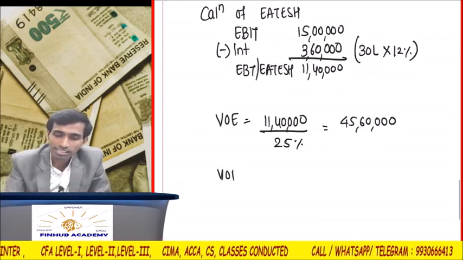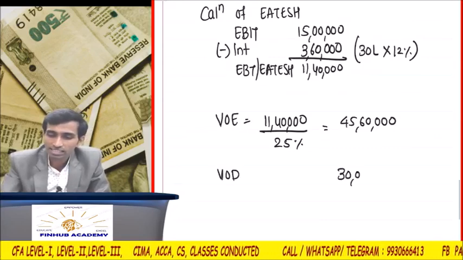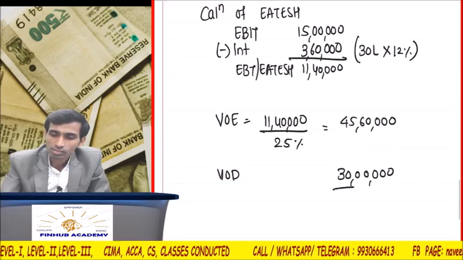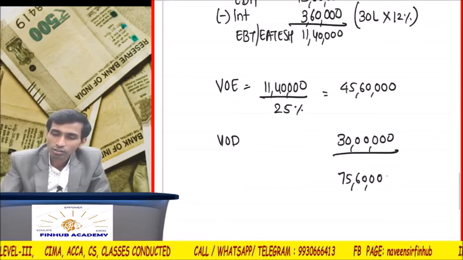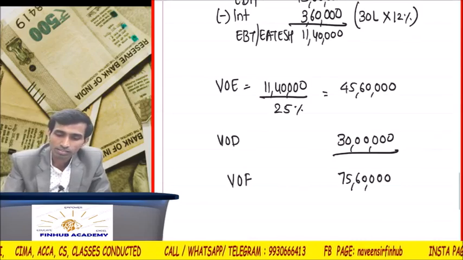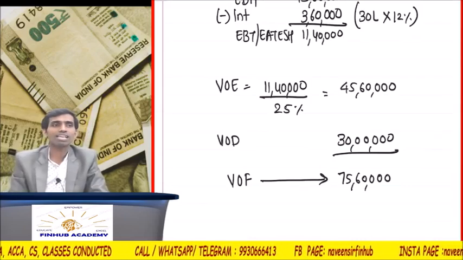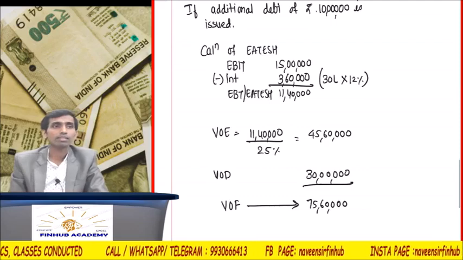Value of debt. This time the value of debt is how much? 30 lakhs. So the answer is 75 lakh 60,000, which is the value of the firm. Value of the firm is 75 lakh 60,000. Please copy.